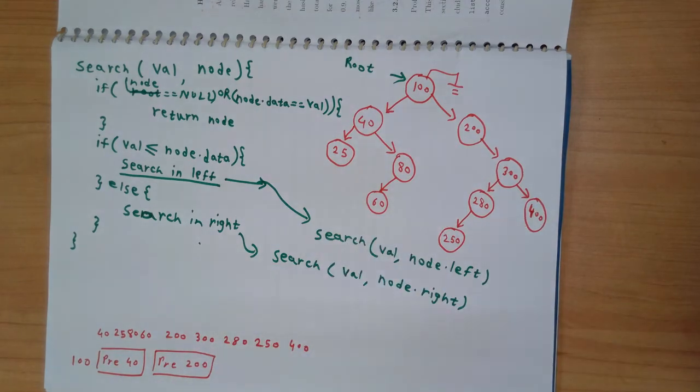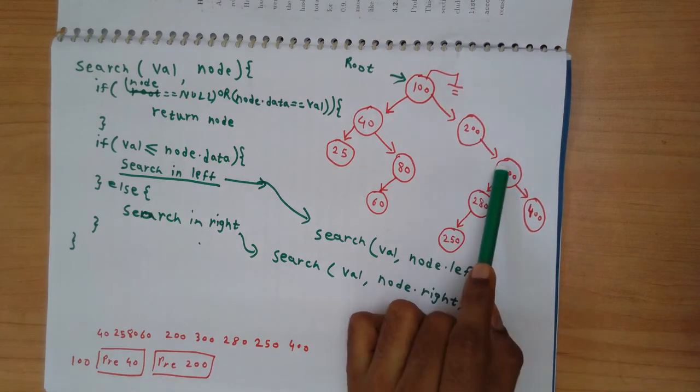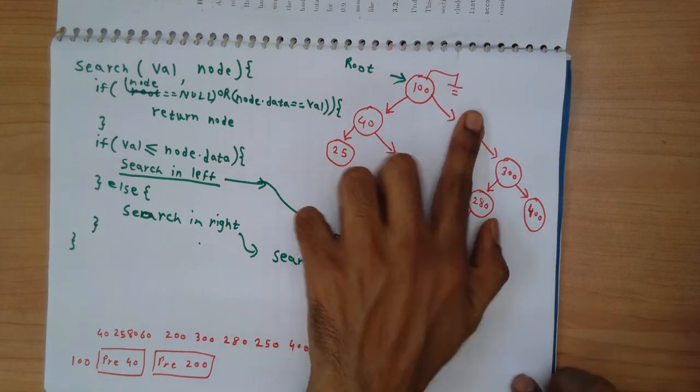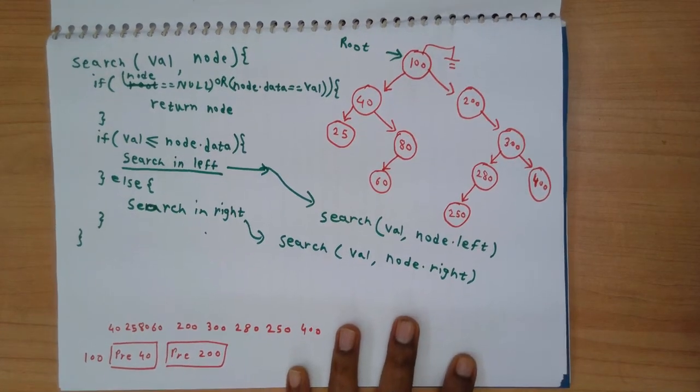Okay, do we have a case where we have only a right child? We have a case here. 200 has no left child, but it has only a right child. So if I want to delete 200, I can simply remove 200 and replace it with 300, and still the resulting tree will be a valid binary search tree.